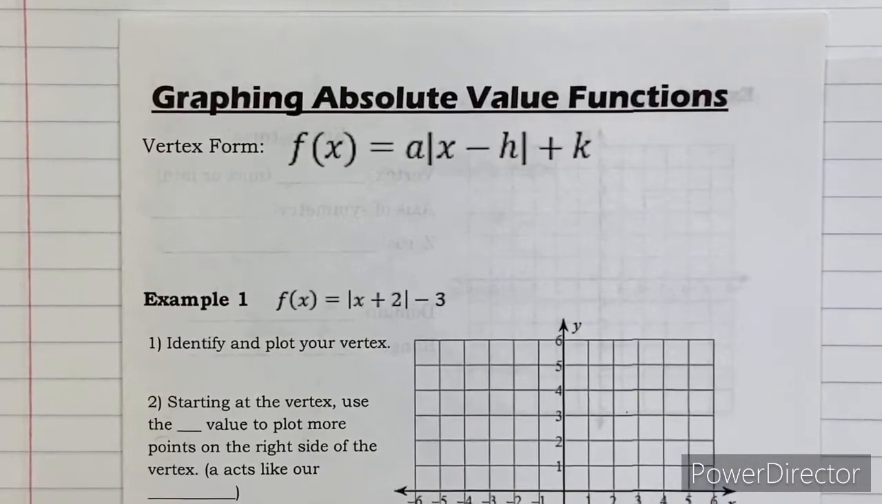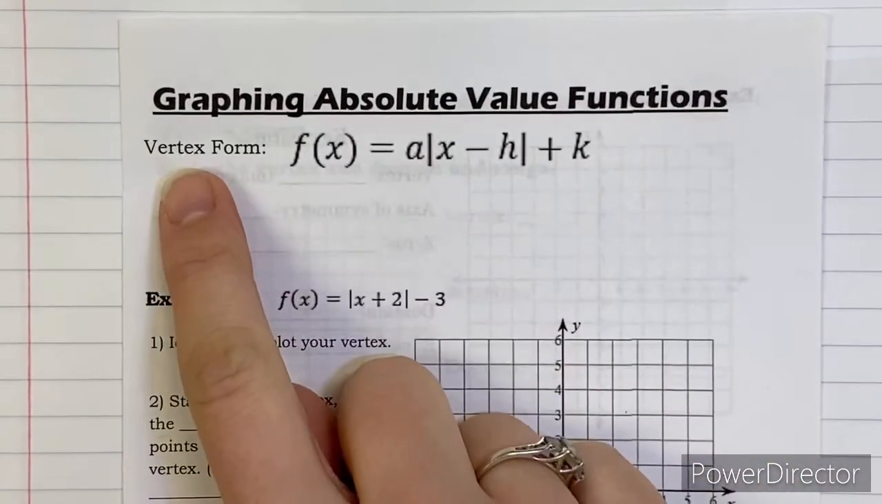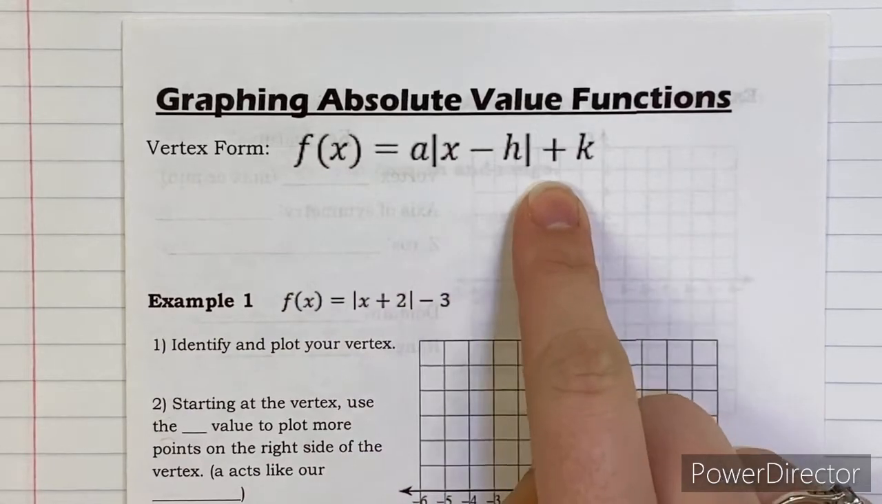That should be taped in, so we are going to go ahead and start talking about graphing them and the steps on how we would do that. But before we get there, we need to talk about the general form of an absolute value equation. The form of it is called vertex form, and it looks similar to this.